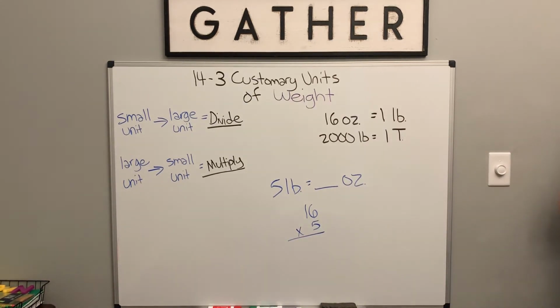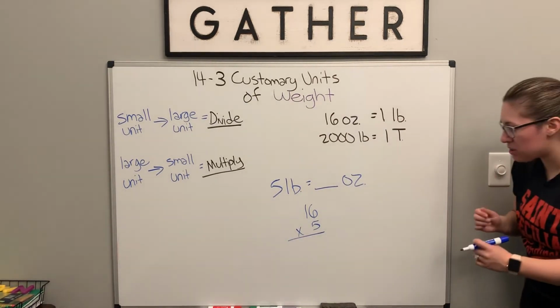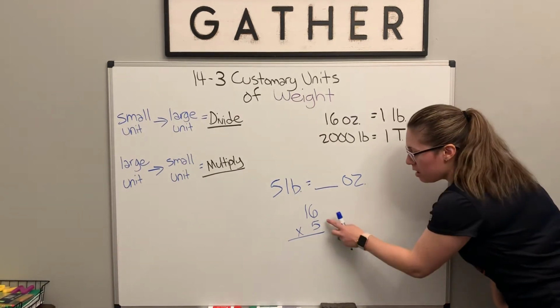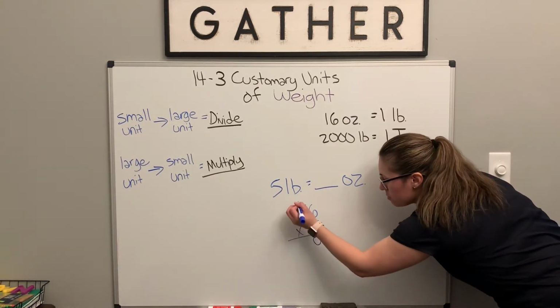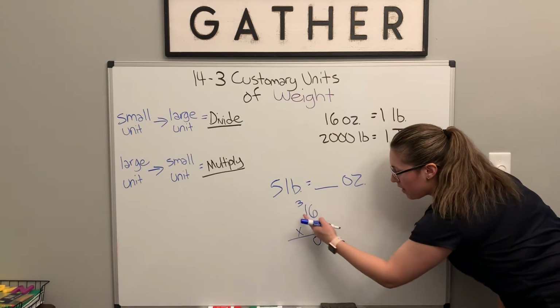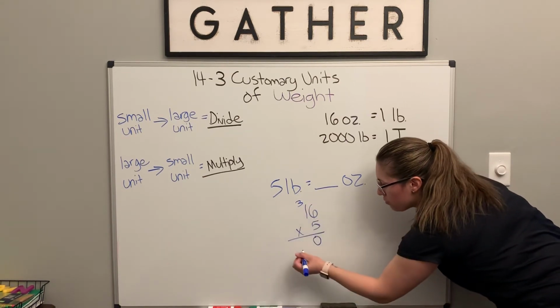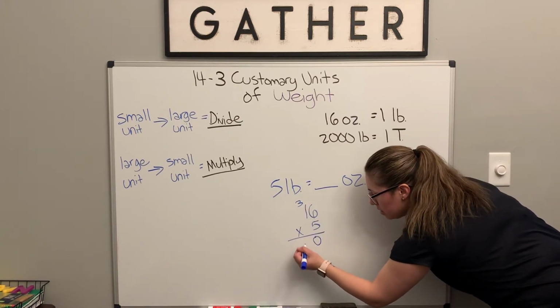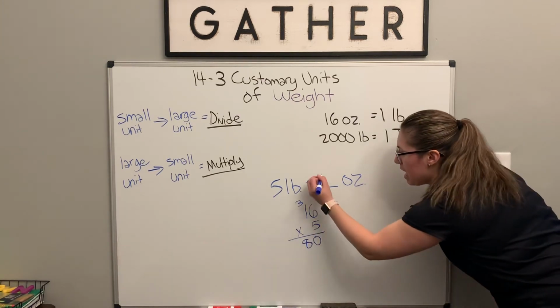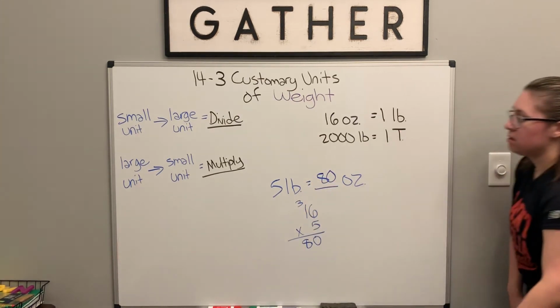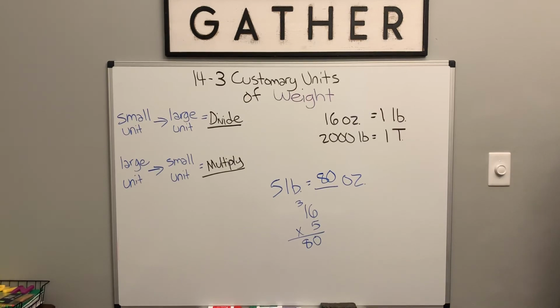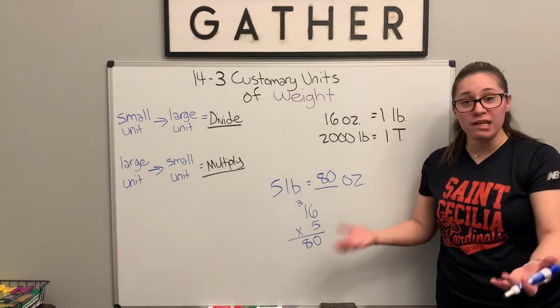So hopefully you can do some math there and figure it out. So 5 times 6 is 30. And then we go across, 5 times 1 is 5, plus 3 is 8. So we have 80 ounces. Okay?